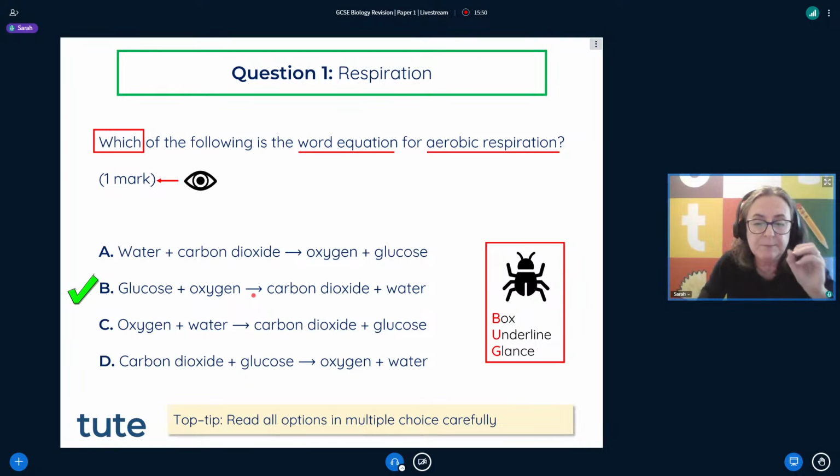And in our cells, the mitochondria are the little engines that carry out this reaction, which allows us to generate that energy and produces carbon dioxide and water as a byproduct. So that is that word equation, and it's really important that you know it.